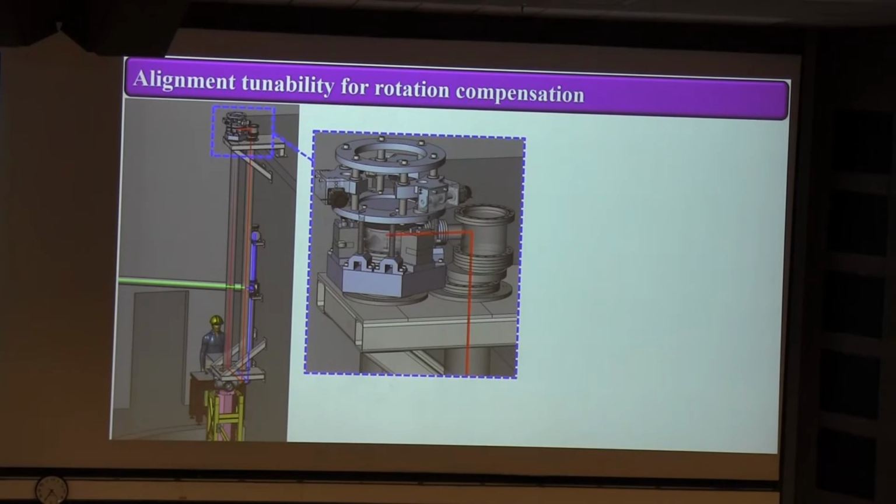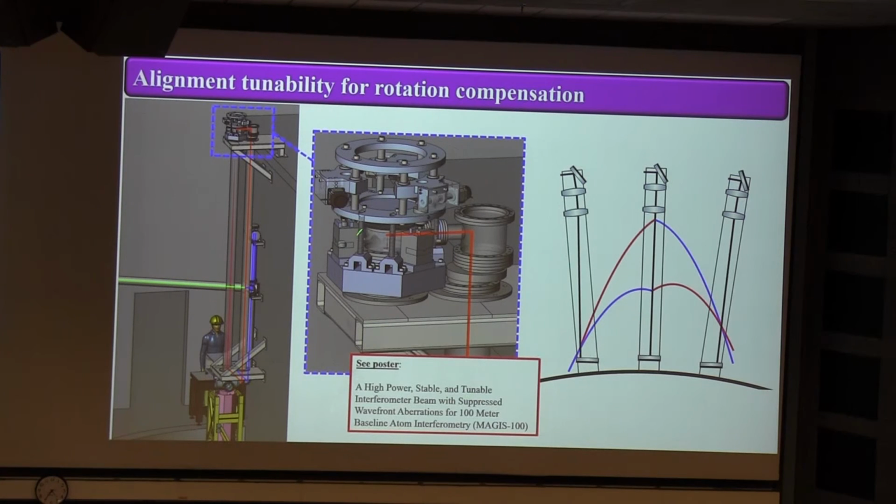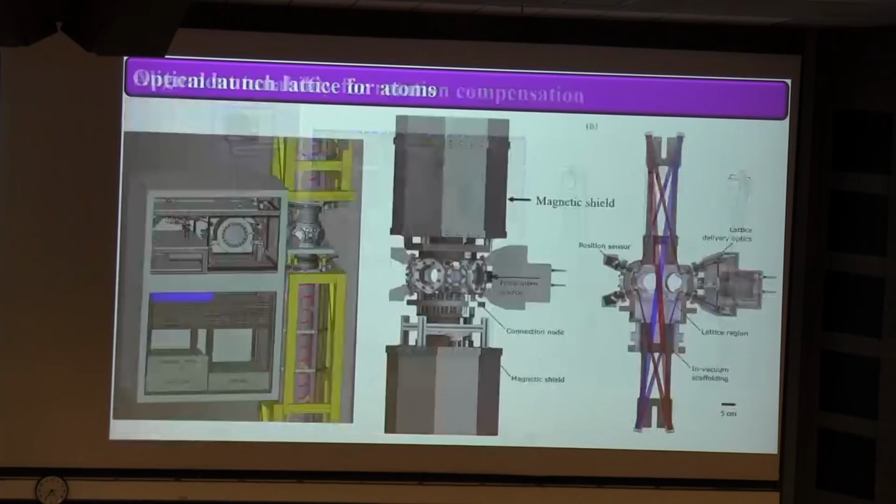All right, so the last thing is we have a tip-tilt mirror to change the plane of the beam between pulses. The reason we need to do that is because the lab is rotating and the atoms are not, so we have to make the laser beams follow the atoms. Details of this system can be seen on this poster.